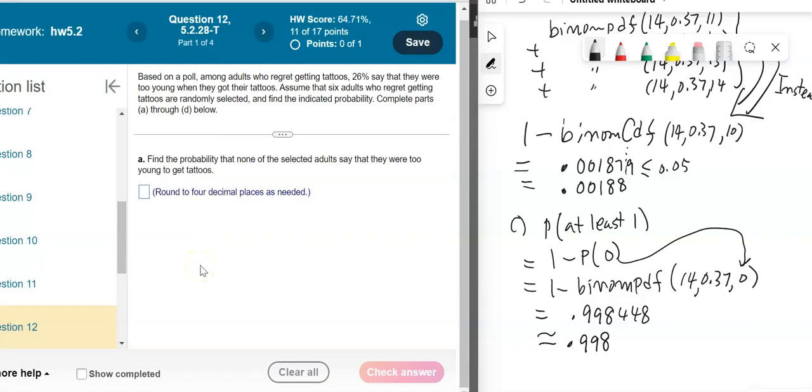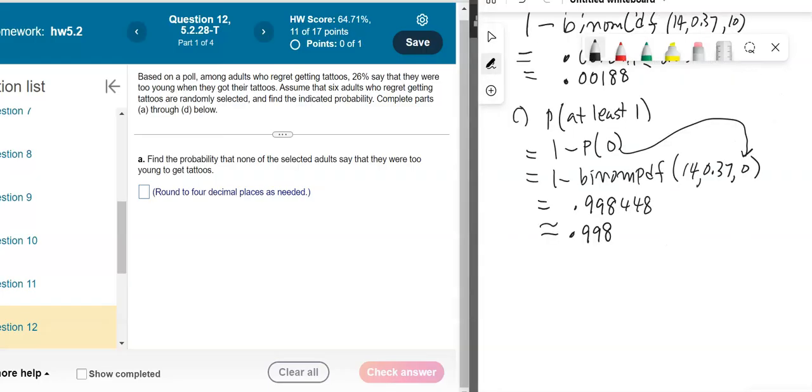Now, based on the poll among adults who regret getting tattoos, 26% say they were too young. Okay, so this is question number 12. So assume that 6 adults regret getting a tattoo. Find the probability that none of them say they were too young.